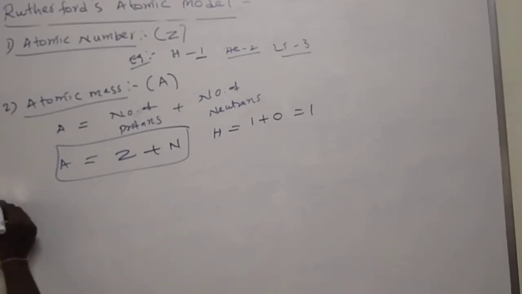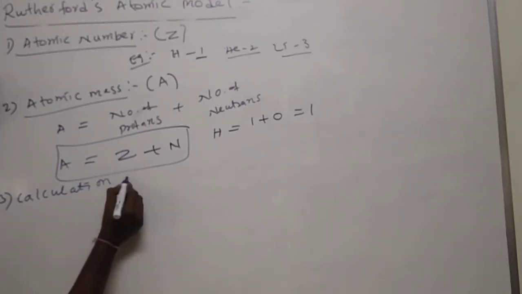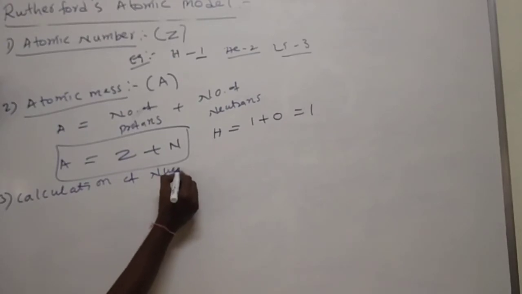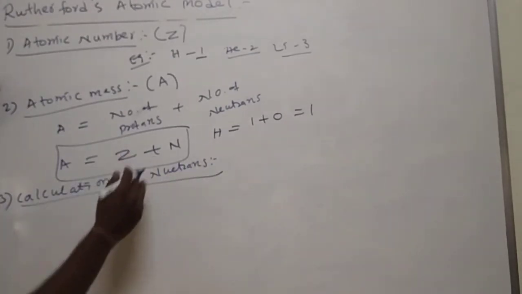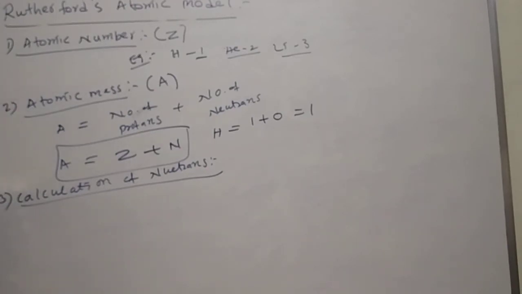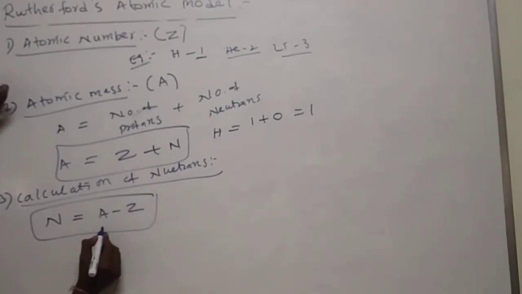And how do we calculate the number of neutrons? Here we have the principle A is equal to Z plus N. So N is equal to A minus Z, where A is the atomic mass and Z is the atomic number. With this we calculate the number of neutrons.